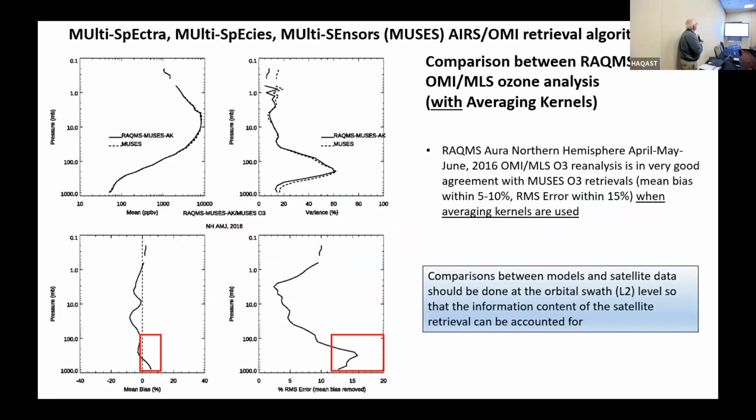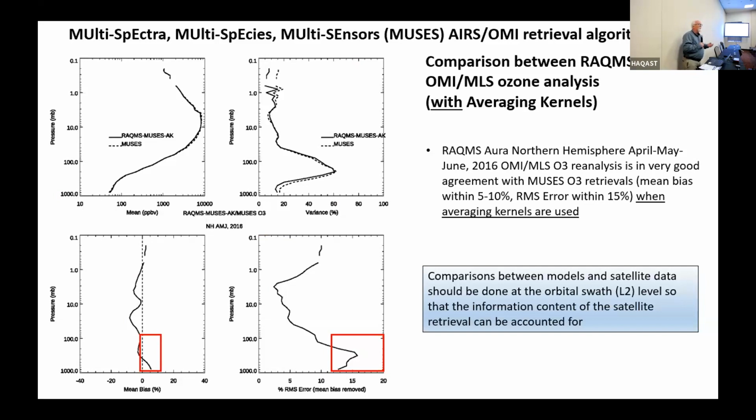And that's what we're doing here. So this is now for April, May, June of 2016, just like we were looking at May before. And on the upper left panel, you can see that in terms of a mean profile, our Rackham's ORA reanalysis is in extremely good agreement with this MUSES retrieval. In fact, our mean biases are less than 5%.